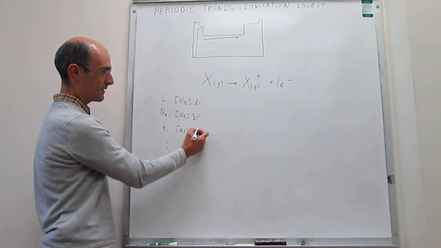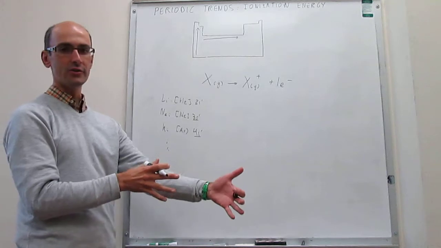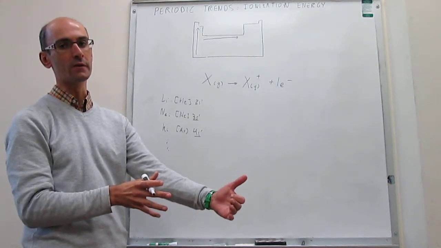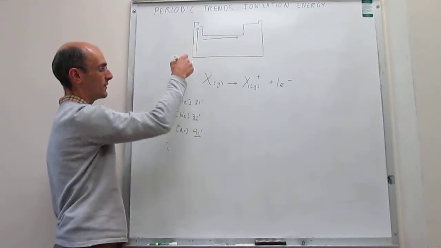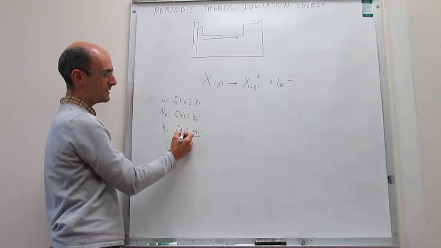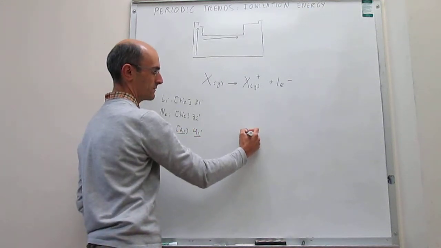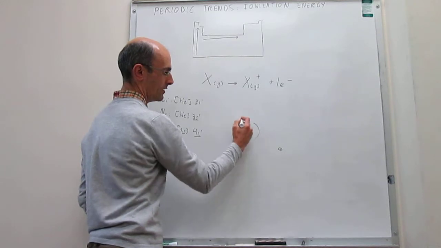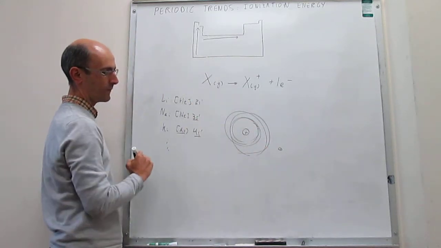Notice that this electron is always in an ever-increasing larger orbit, in a wave function that extends further and further away from the nucleus. Even more importantly, as you go down the periodic table, the number of electrons in between the positive nucleus and the last electron that you want to ionize becomes ever larger.